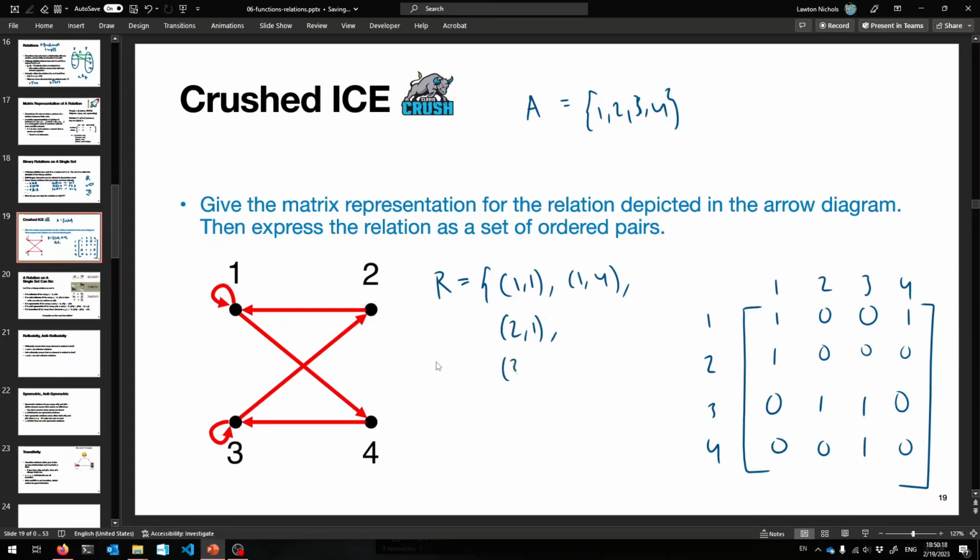And then 3, 3, looks like 3, 2 and 3, 3. 3, 2, 3, 3, and then we got 4, 3. That's the idea. Okay, so yeah, that would be the way I would write that down. Please yell at me if you have any questions about that. But like, there's 1, 2, 3, 4, 5, 6 ones there, and so there's 1, 2, 3, 4, 5, 6 ordered pairs in that representation of the relation. All right.